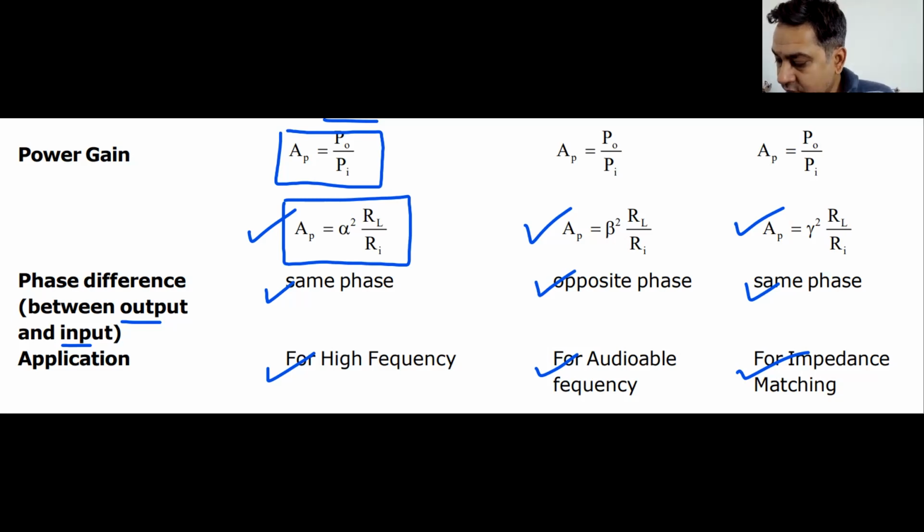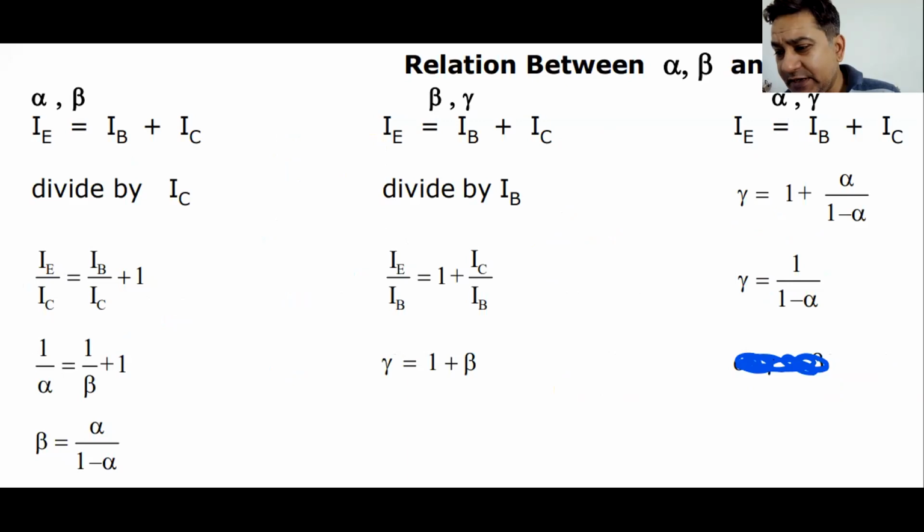Done, sir. Then, sir, the last thing on which a question comes is the relation between alpha, beta, and gamma. In case of common base, we have the relation between alpha and beta; gamma is not there. In case of common emitter, we have beta and gamma; alpha is not there. In case of common collector, beta is missing. So we all know that IE will be equal to IB plus IC.